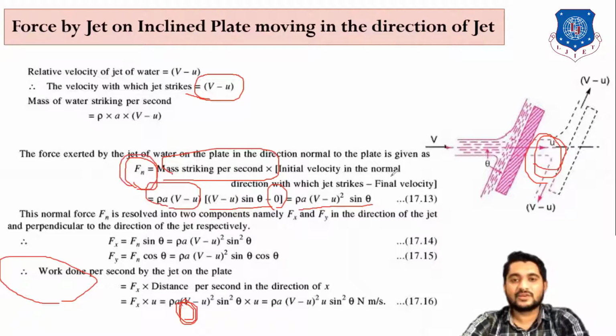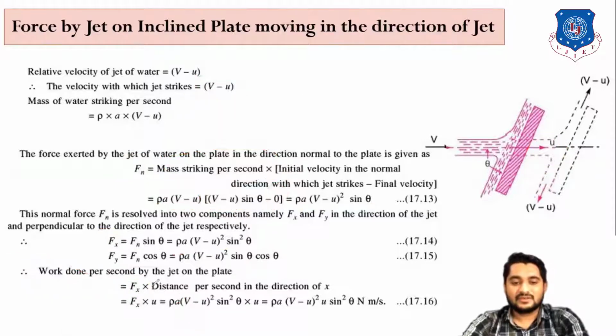Now we have to take two components of Fn. Fx is equal to Fn sine theta, so with the Fn value here and sine theta, Fx will be rho a (v minus u) square sine square theta, and Fy will be Fn cos theta, right? Similarly, as derived earlier, work done per second, that means force in the x direction into velocity of the blade, so Fx into u, is the value of work done per second, or you can say power.